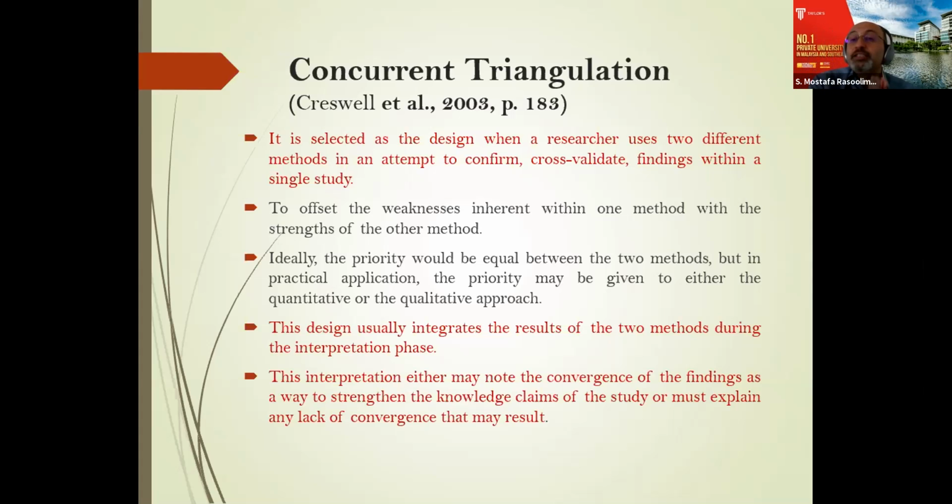So this concurrent triangulation, concurrent design, can serve completeness purpose, can be for complementary purpose, can be for expansion also, right? Can be for confirmation. So different purposes can fit this type of design.